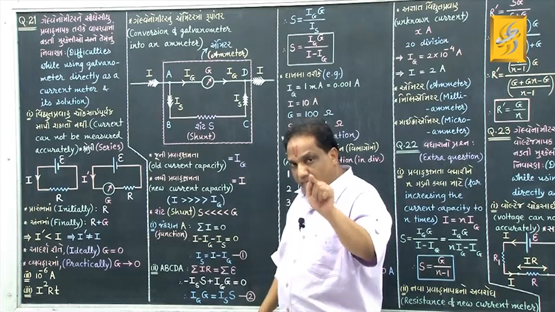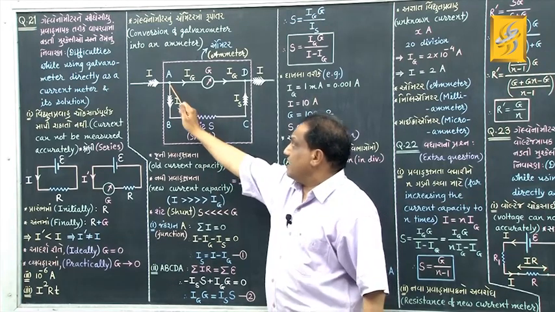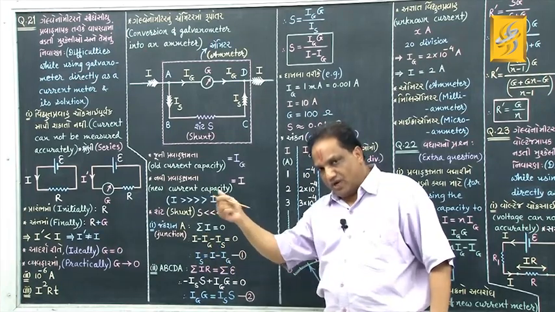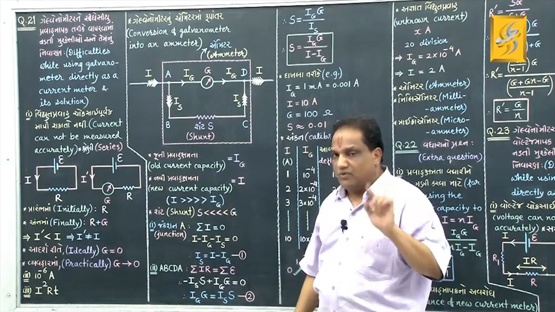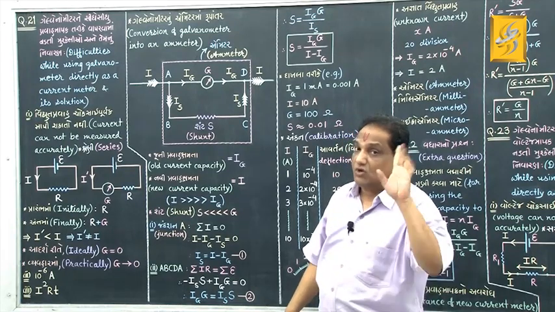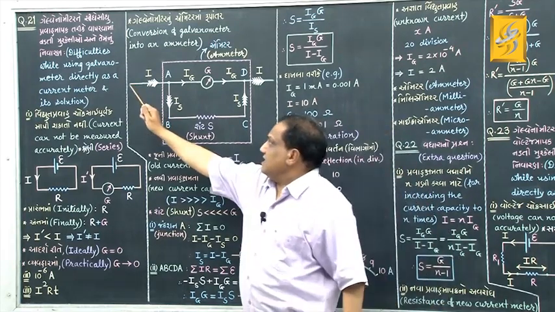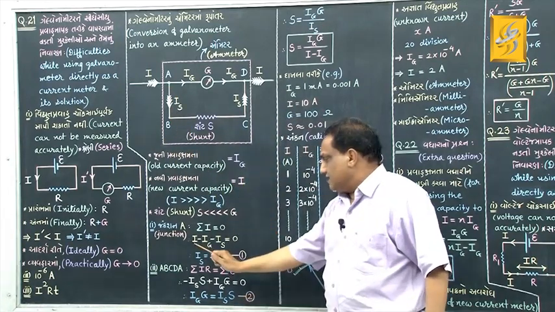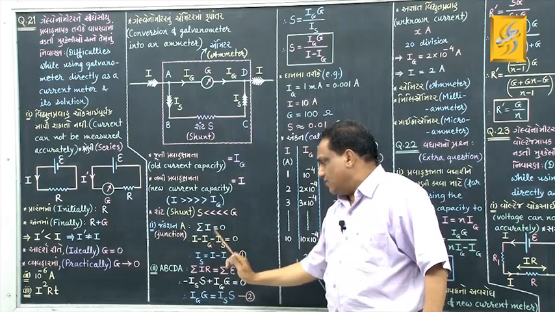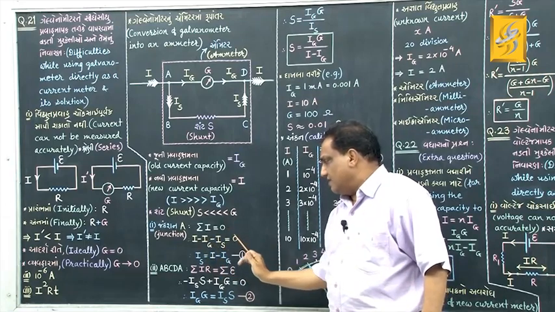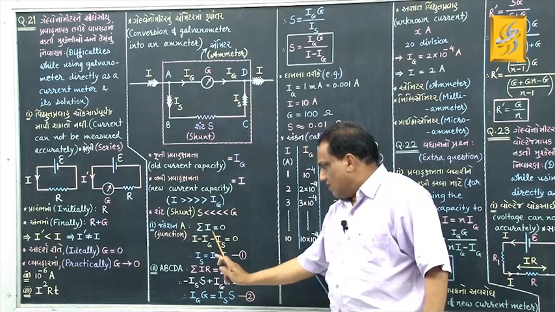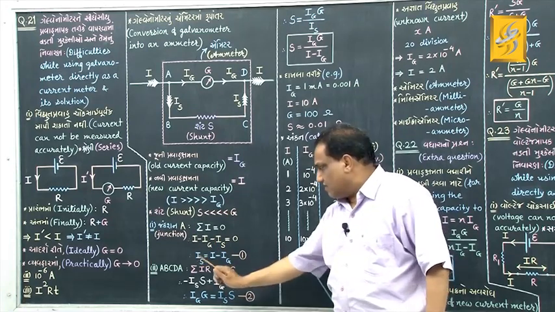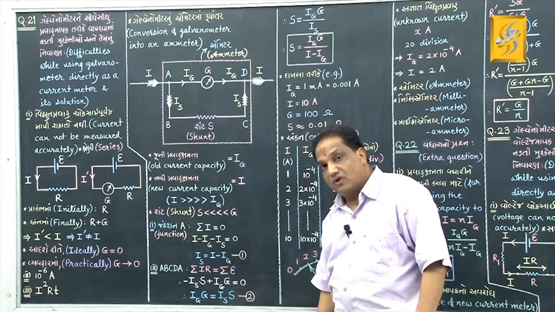Okay. Now apply Kirchhoff's first law at this junction A. Kirchhoff's first law is sigma I equal to 0. Current flowing towards the junction is to be taken positive, currents flowing away from the junction are to be taken negative. So I is taken positive and Ig and Is are taken negative, and that algebraic summation will be 0. Correct? Now transfer this minus Is to this side, it will become plus Is. So Is equals I minus Ig, give it equation number 1.